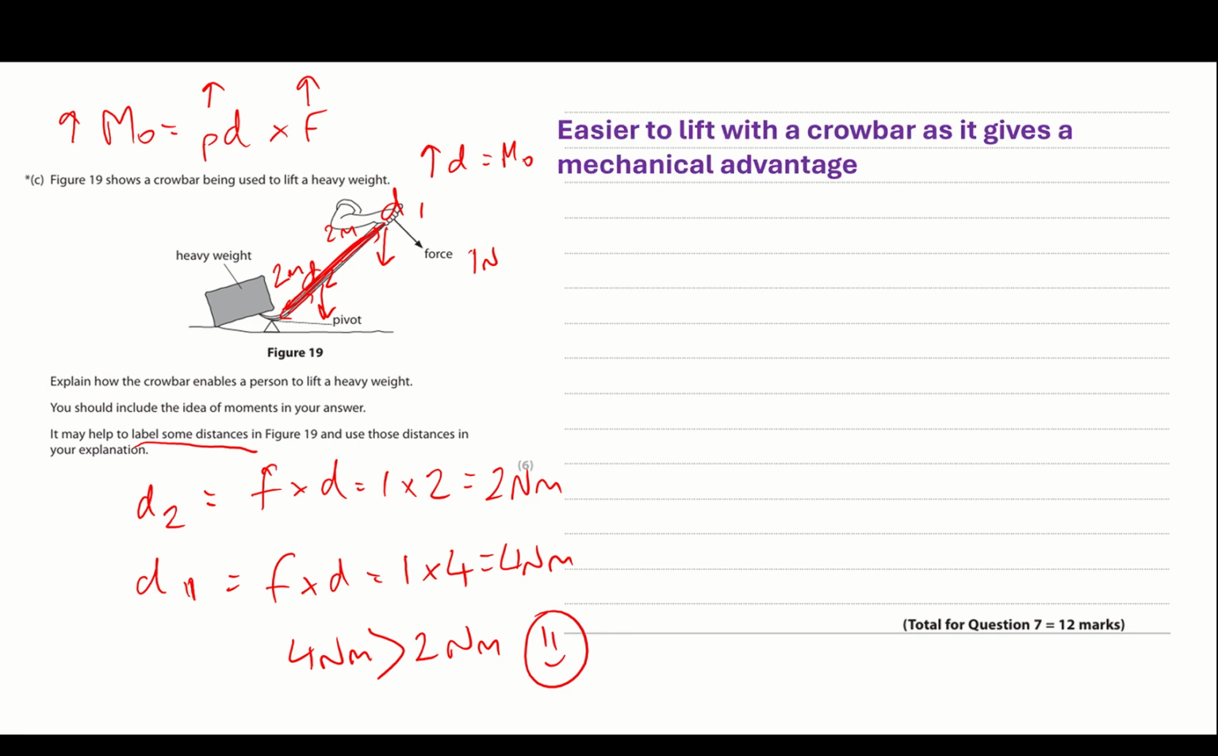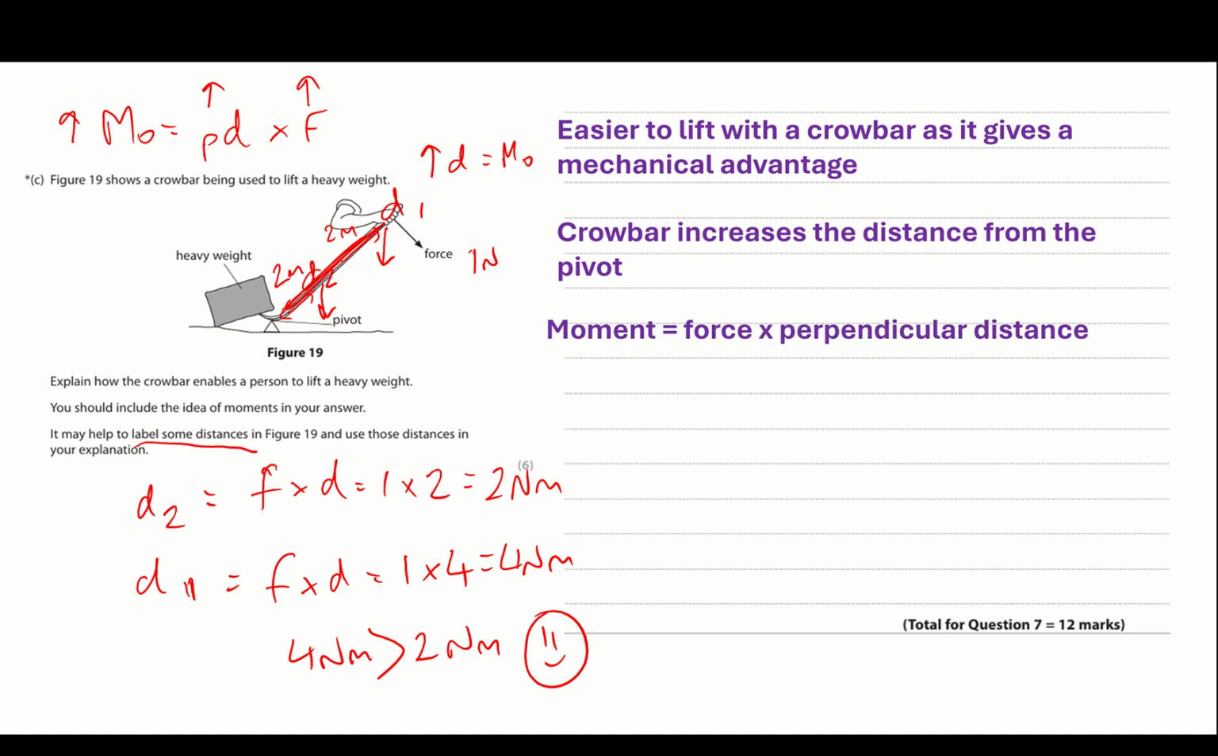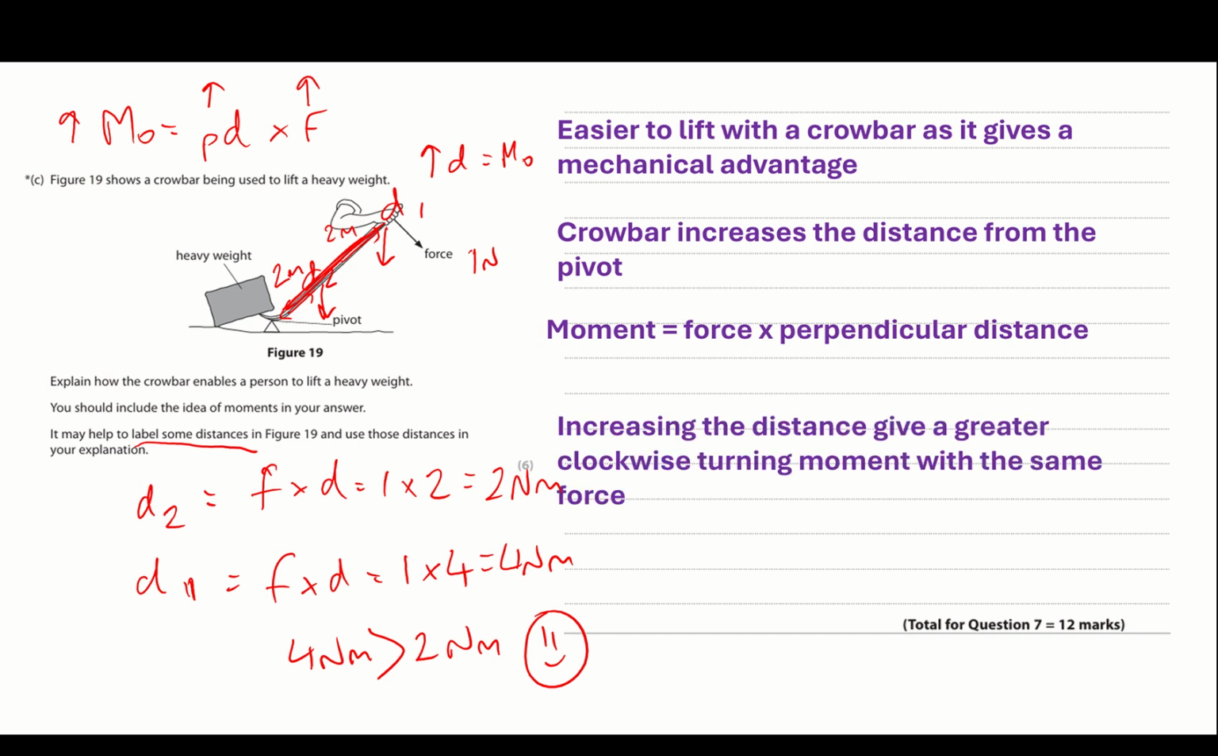So it's easier to lift with a crowbar as it gives a mechanical advantage. The crowbar increases the perpendicular distance from the pivot, and there's some key words there, so distance and pivot. I'm just using what's in my diagram. We know that the moment equals force times the distance. Put it in. Always go to your equation sheet and add equations in. Increasing the distance gives a greater clockwise turning moment with the same force. Or another way of wording it is less force is needed for the same turning moment, but I'd stick with the top one there. And there you go.